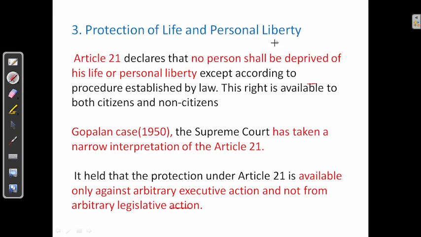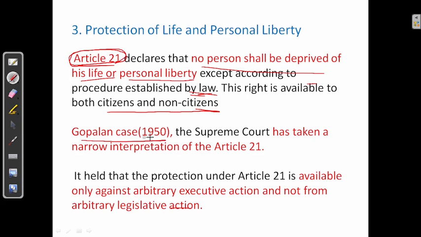Protection of life and personal liberty. Article 21 declares that no person shall be deprived of his life or personal liberty except according to the procedure established by law. This right is available to both citizens as well as non-citizens.